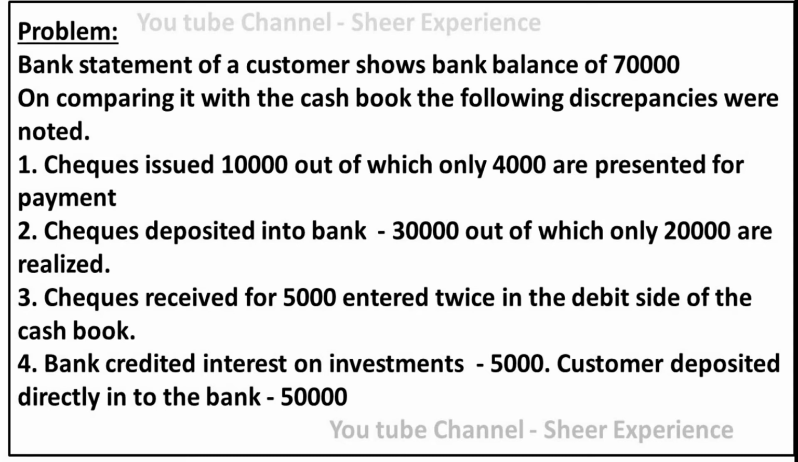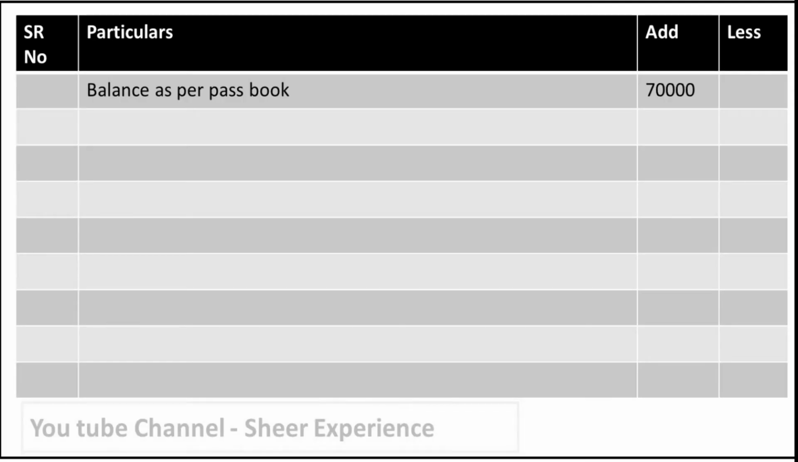That means favorable balance. If the problem states credit balance as per passbook, that is also favorable balance. But if it states debit balance as per passbook, then it is balance as per passbook overdraft, that is overdraft passbook balance. Regarding overdraft balances, we will see in the next video. Now we will mention this bank balance which is given in the problem, that is 70,000, in the add column. In the particulars column, we will mention balance as per passbook.